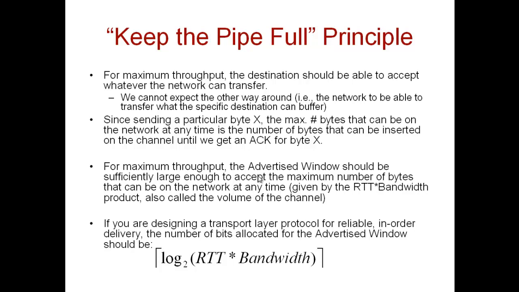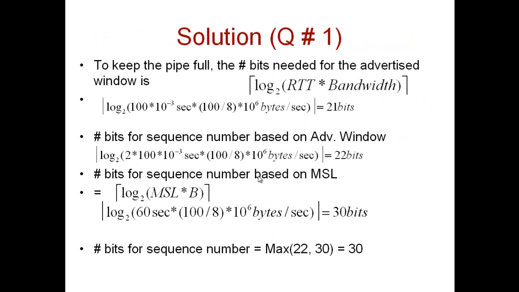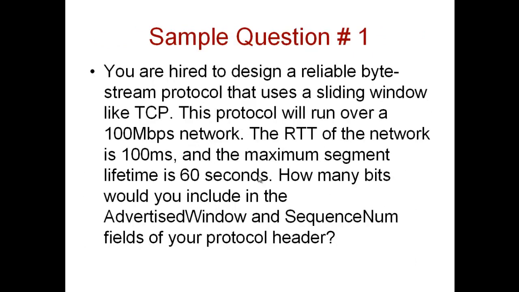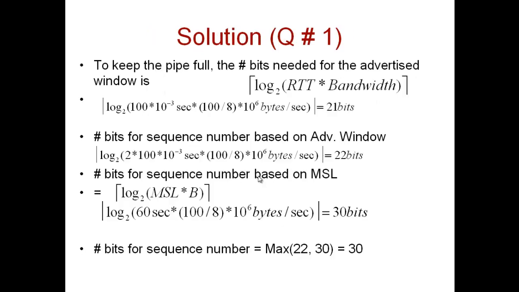So if you want to now find the number of bits you need to use to advertise that advertised window size, it has to be logarithm of the RTT bandwidth product to the base 2. So now we are going to substitute the RTT value, which is 100 milliseconds. The bandwidth is 100 megabits per second. So this is 100 milliseconds, I'm converting that to seconds, and then 100 megabits per second. I'm dividing by 8 to convert that to bytes per second.